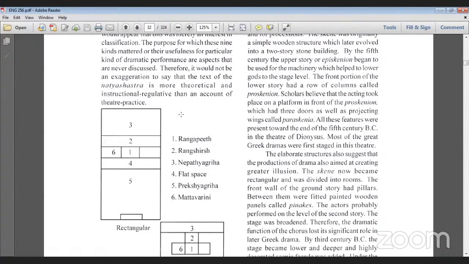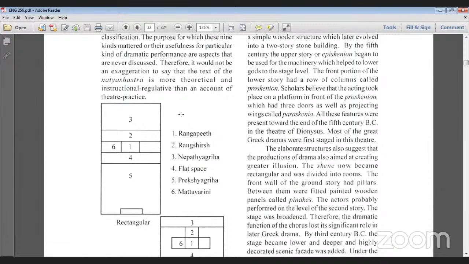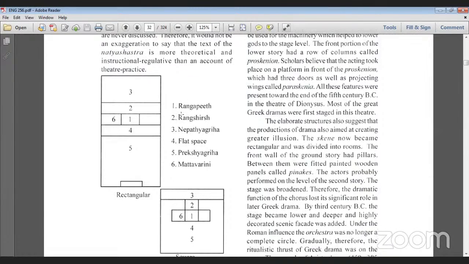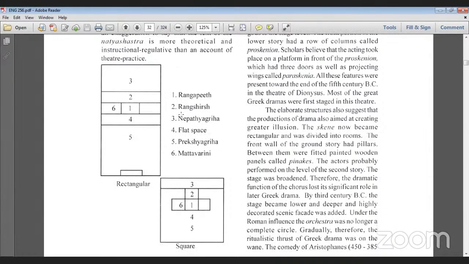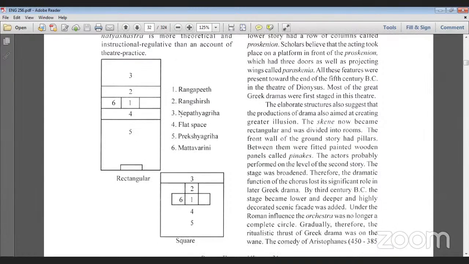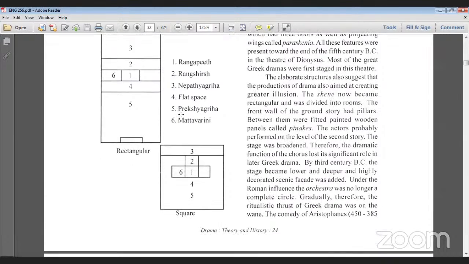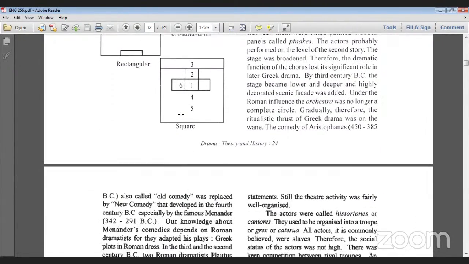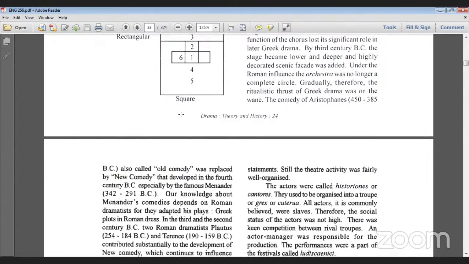See, then another type of theater they have mentioned. Okay, rectangular part. You can name them while describing. You can be asked in the question during your examination. You can draw the theater how it is drawn, and you can mention them how they have been labeled. Okay, according to the diagram they have shown.